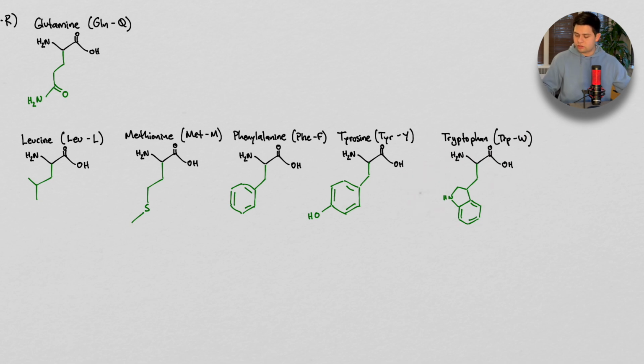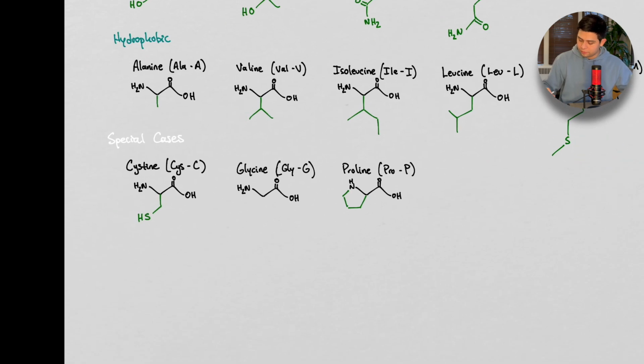Tryptophan's particularly interesting because this thing will actually fluoresce. There's tryptophan fluorescence, if that's something that you're not aware of. We're going to go into it a little bit, but you can determine the concentration of tryptophan, or the amount of tryptophan in a protein, just by shining UV light on it. And we'll get into that later.